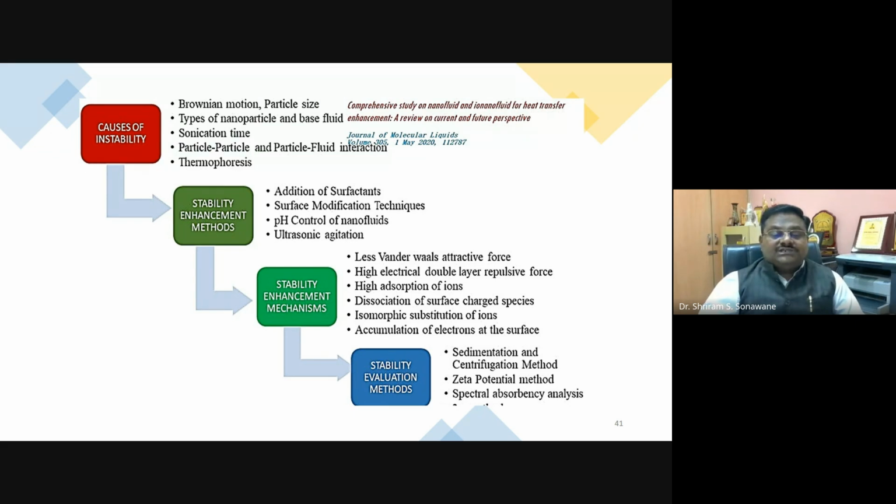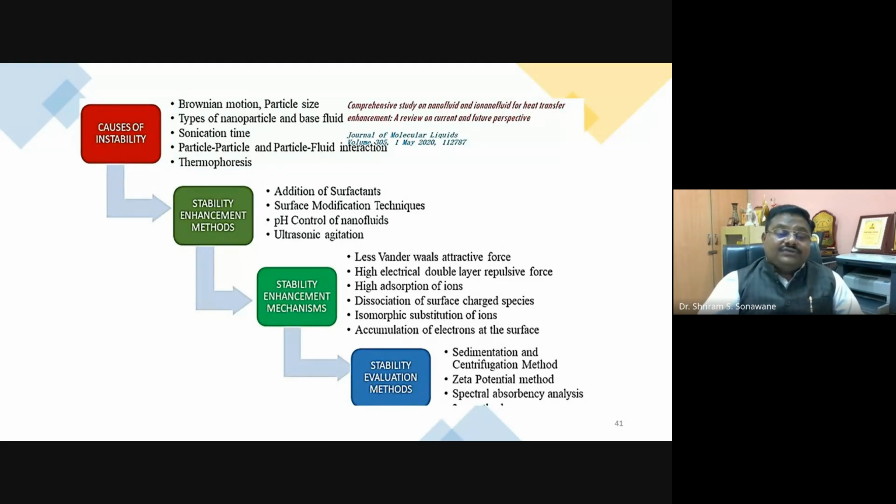Dissociation of surface charge particles. This is very important. Dissociation of surface charge particle. Then isomorphic substitution of ions. This is all interlinked with each other as far as the adsorption of ions and all these parameters are concerned. Accumulation of electrons at the surface. And stability evaluation methods are sedimentation, centrifugation method, zeta potential method.